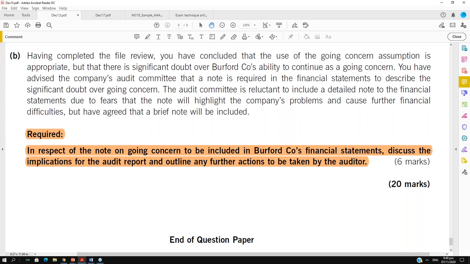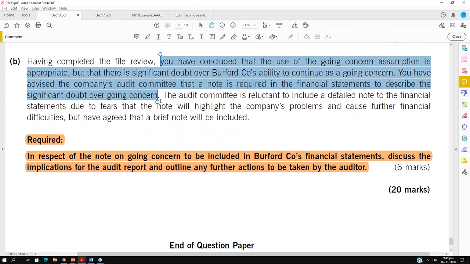Having completed the file review, you have concluded that the use of the going concern assumption is appropriate. As an auditor, you believe that the company is a going concern, but there are significant doubts, known as material uncertainties, over the Burford ability to continue as a going concern, and you have advised the company's audit committee that a note is required in the financial statement. I hope you all agree with the conclusion of the auditor.